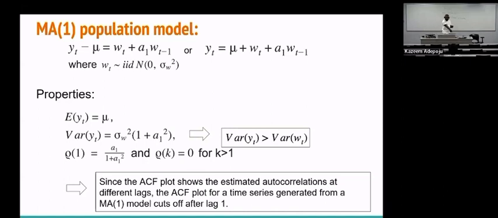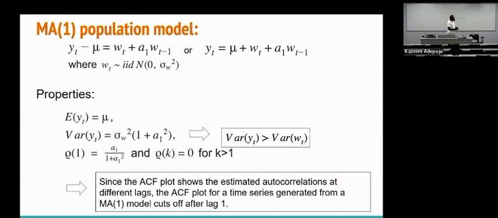But in the case of a moving average, the reverse is the case. In the case of a moving average, what happens? The autocorrelation in the moving average will cut off at a particular lag, while the partial autocorrelation of the MA decreases as lag increases. Does that make sense to you now? The reverse is the case.